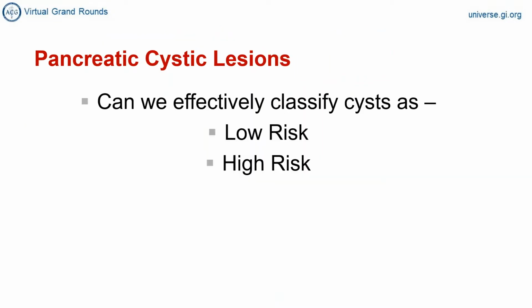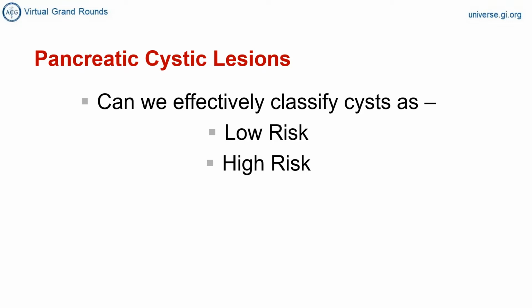So how do we effectively classify cysts as low risk and high risk? Of course, there are various guidelines which are helping you: the AGA guidelines, the recent ACG guidelines, and also the International Consensus guidelines. We cannot have one universal guideline. Sometimes we just have to review most of these guidelines to come up with estimating the risk.